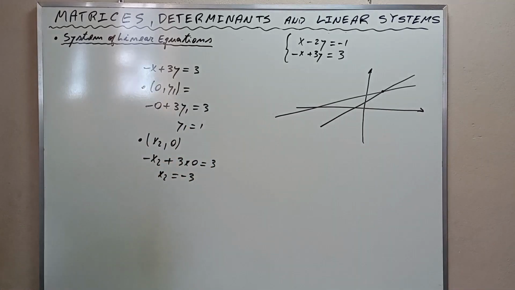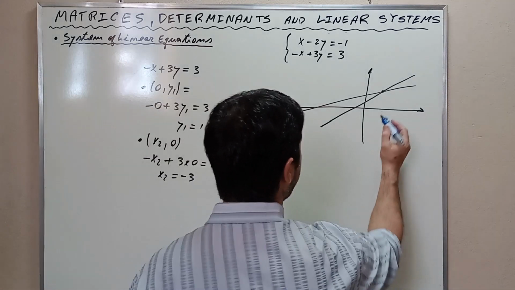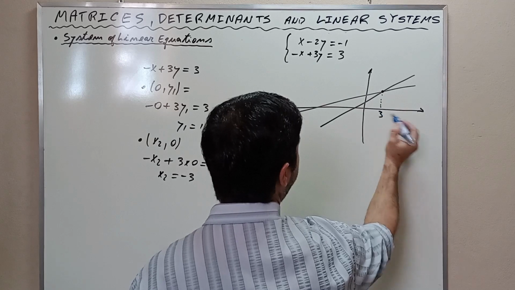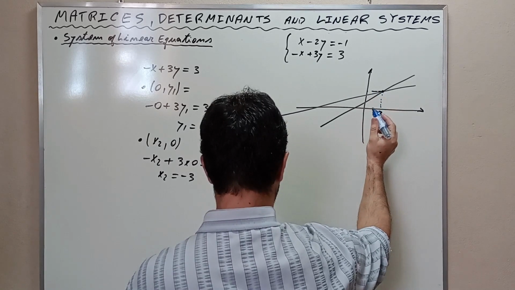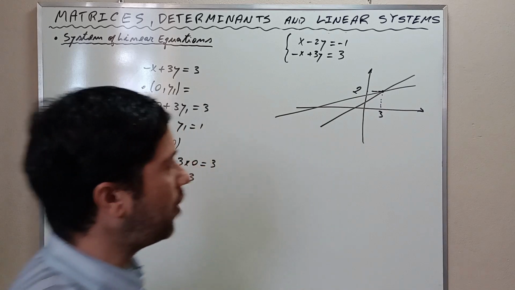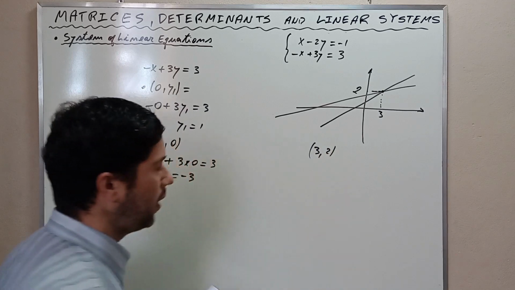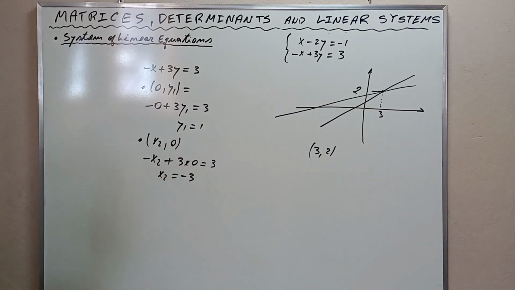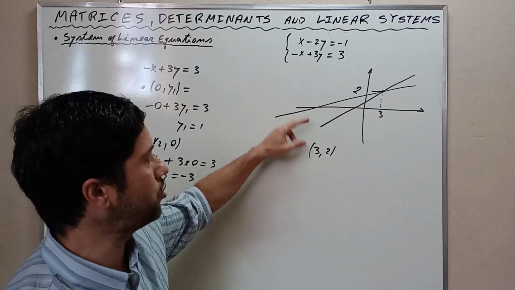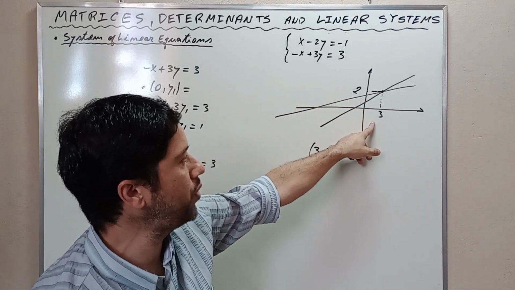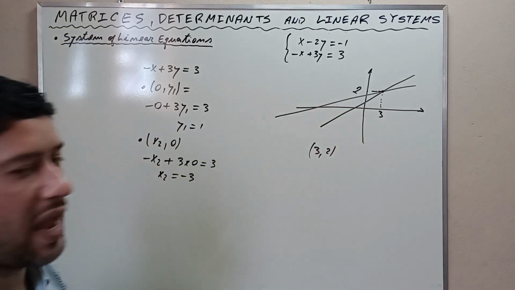Okay? And the point of intersection is the solution of the system. The solution of the system is the point of intersection of the lines. And this is 3 for x and 2 for y. The solution of the system is the point 3, 2. Okay? And this is all for 2x2 systems. It is simple to see the solution of a 2x2 system because we can put it on the plane, on the xy plane.